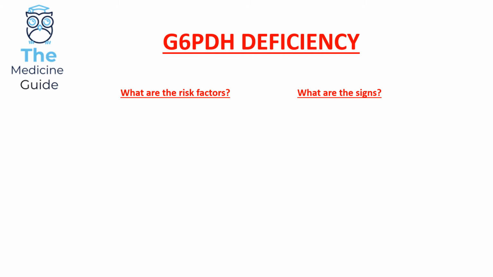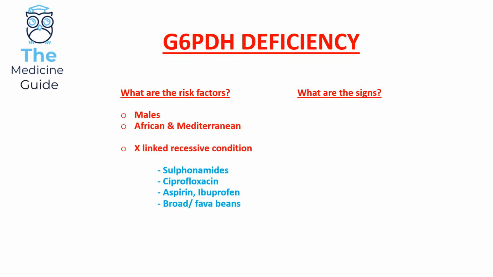So now we're going to look at G6-PDH deficiency. This is more commonly found in men and in patients from an African or Mediterranean ancestry. And this is an X-linked recessive condition. So these red blood cells are more prone to oxidative stress, and this might occur after the use of sulfonamides, ciprofloxacin, aspirin, ibuprofen, broad beans, or even fava beans. So the signs of G6-PDH deficiency involve neonatal jaundice, dark-coloured urine, pigmented gallstones, and splenomegaly.